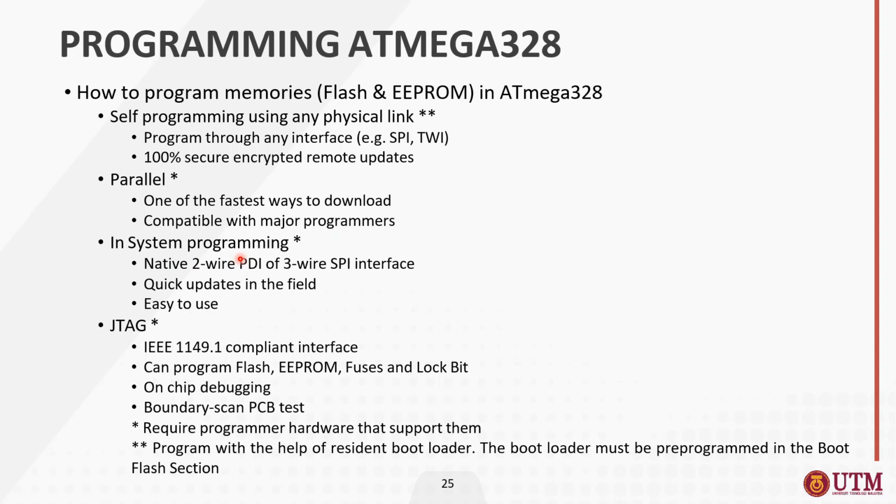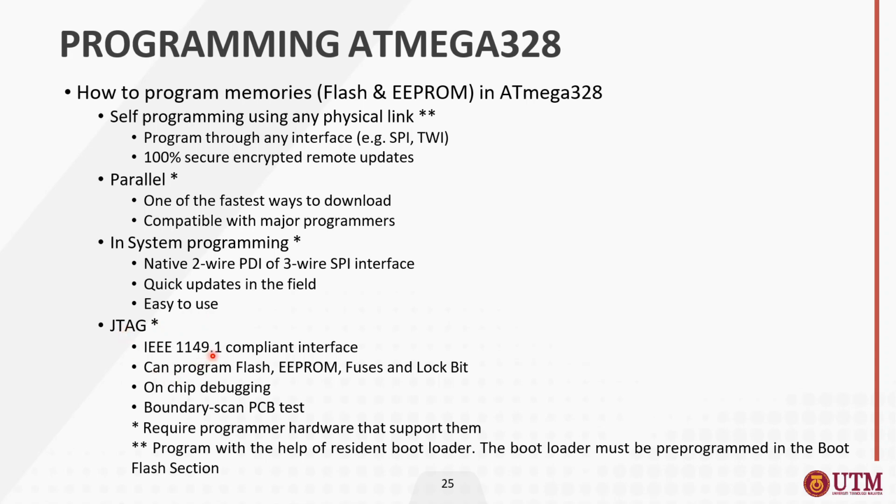The third one is in-system programming. It is a native 2-wire PDI or 3-wire SPI interface, like serial communication. It is a quick update in the field and it is easy to use. And the last one is JTAG.